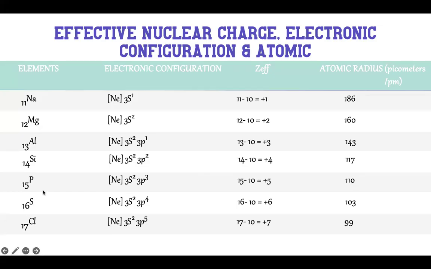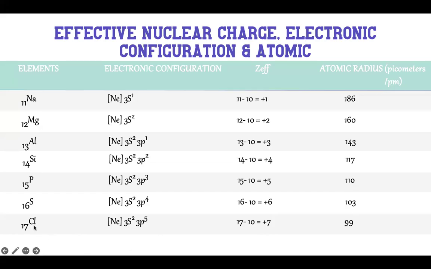117 picometer. And for phosphorus, 15 phosphorus atoms, the electronic configuration is 3s2 and 3p3, and the Z effective is +5, and the atomic radius for 15 phosphorus atom is 110 picometer. And then we have sulfur, 16 sulfur atom. The electronic configuration is 3s2, 3p4, and the Z effective is +6, and the atomic radius is 103 picometer.